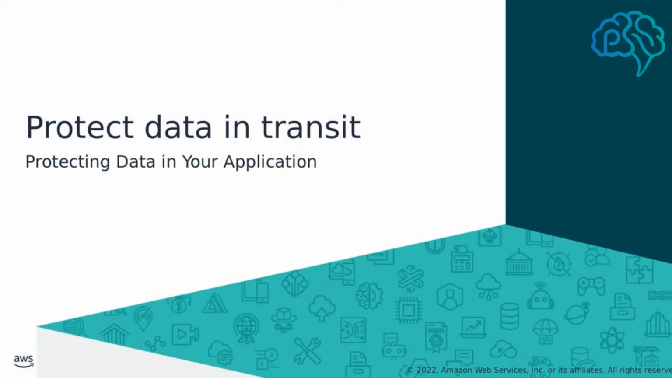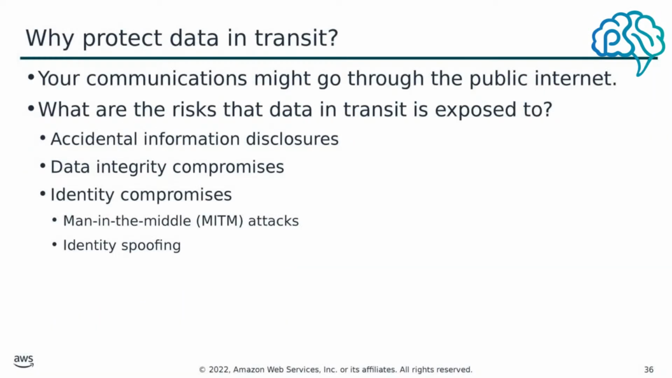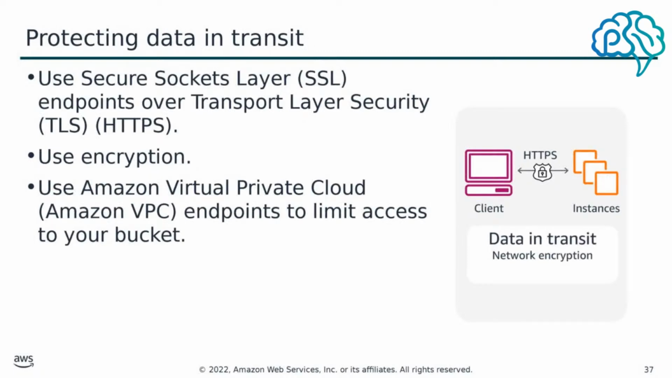Let's talk about protecting data in transit next here. In terms of protecting data in transit, the key takeaway is that what you're trying to do is make sure that when you move the data from one location to another, for example, through the internet, nobody's able to intercept that and do something with the data. Some of the things to consider would be accidental information disclosure, data integrity, man-in-the-middle attacks, and identity spoofing. So there are some serious things that can happen if you don't have encryption throughout your connection. So how would you actually do this?